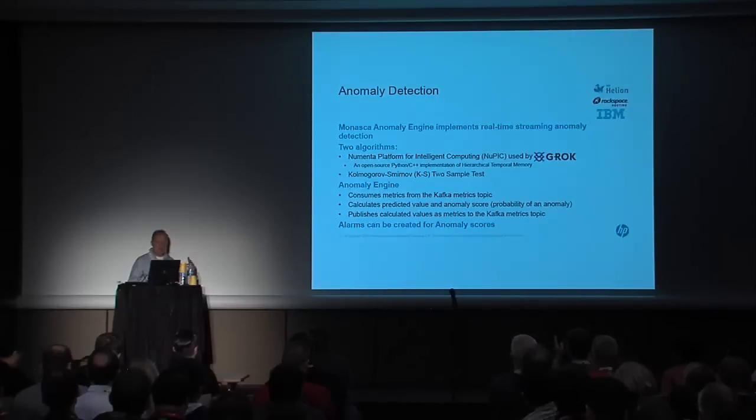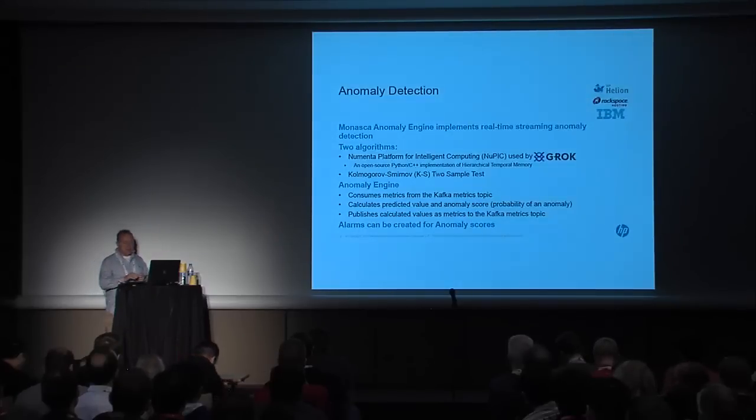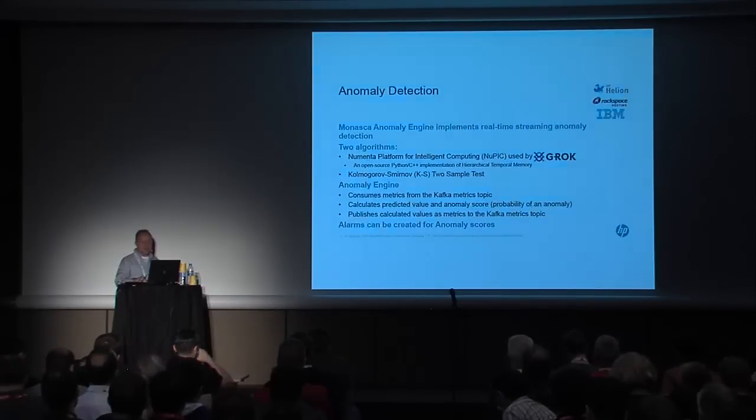It can publish those metrics in the form of a predicted value and an anomaly score. And the anomaly scores are probabilities that you've actually detected an anomaly. And so you can now use that metric in your threshold engine to say, I want you to tell me about all the anomalies that you're seeing and send me an email when you find something anomalous. I don't need to look at data all night long.